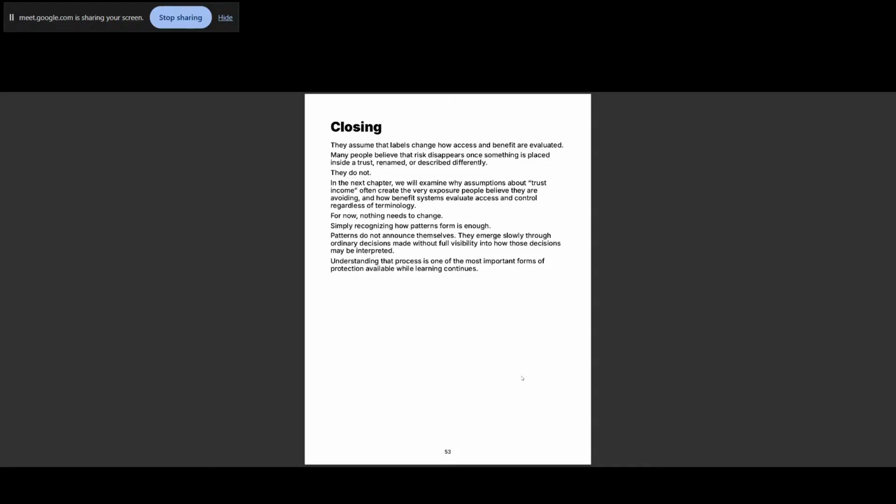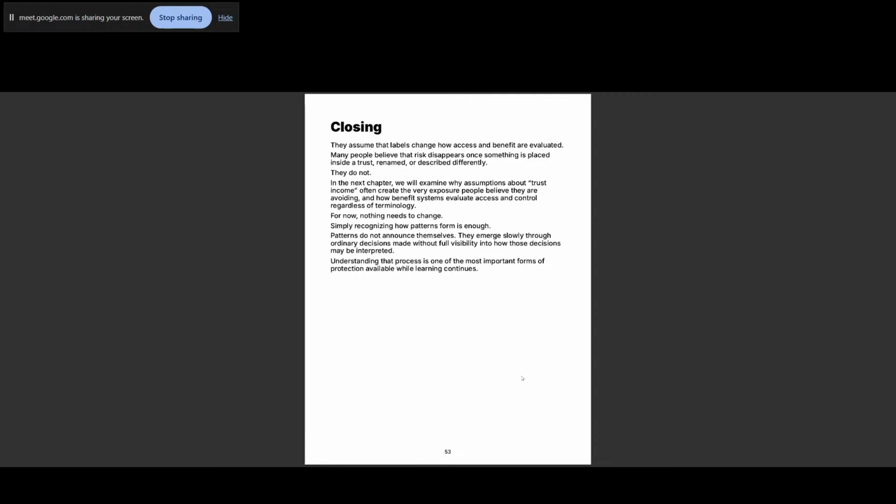Closing. They assume that labels change how access and benefit are evaluated. Many people believe that risk disappears once something is placed inside a trust, renamed, or described differently. They do not. In the next chapter, we will examine why assumptions on trust income often create the very exposure people believe they are avoiding, and how benefit systems evaluate access and control regardless of terminology. For now, nothing needs to change. Simply recognizing how patterns form is enough.